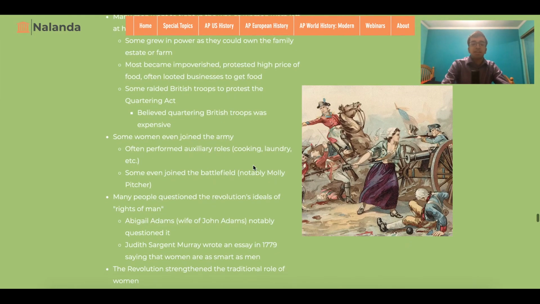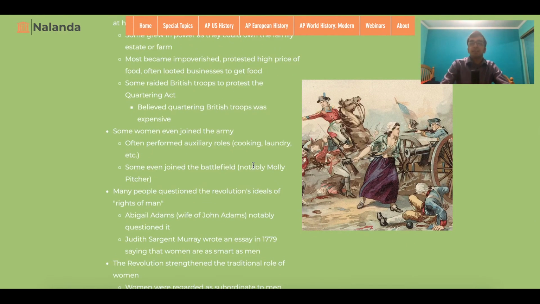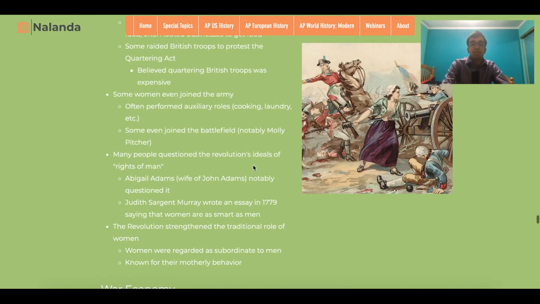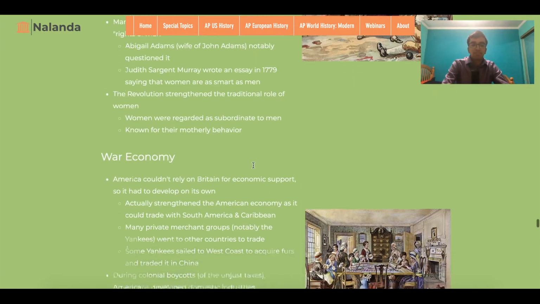After the war, as the ideas of the equality of men spread, like John Locke's idea, that's now in the Declaration of Independence, that all men are created equal, this challenged the rights of women, but it also promoted the traditional role of women, that women should remain subordinate to men, and that women should have motherly behavior.